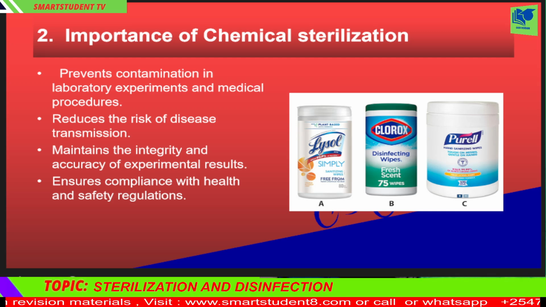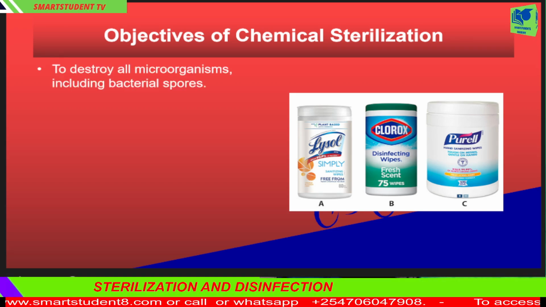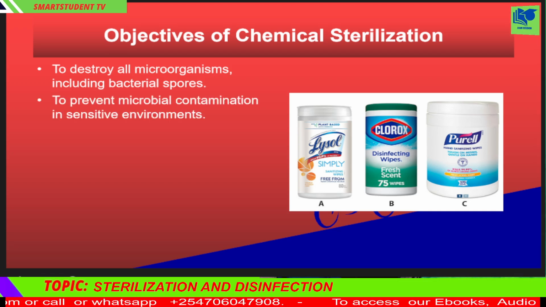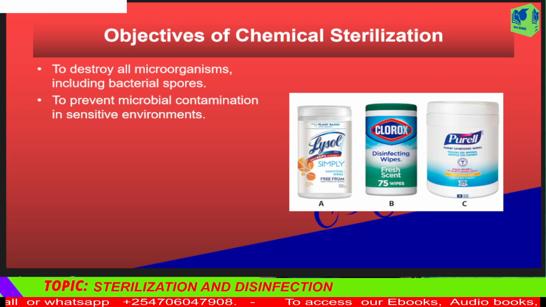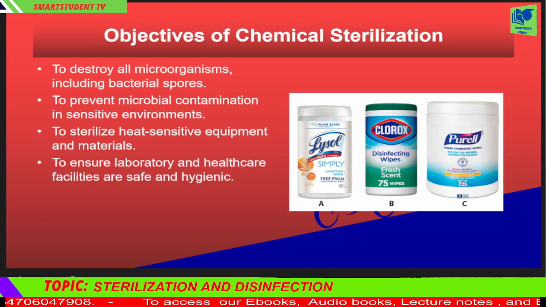3. What are we trying to achieve with chemical sterilization? At its core, chemical sterilization has some clear goals. 1. Eliminate all microorganisms, even the stubborn spores. 2. Prevent microbial contamination. 3. Sterilize heat-sensitive materials. 4. Keep lab and healthcare spaces safe and compliant.